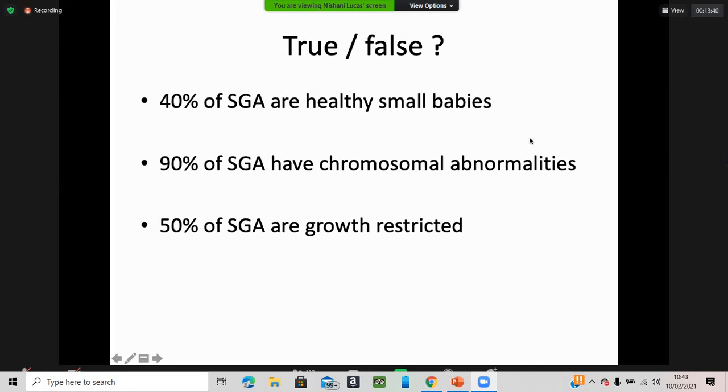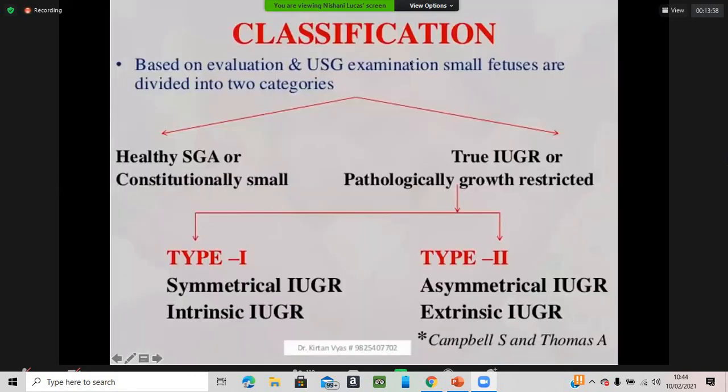Then again comes 50% of small for gestational age are growth restricted. What do you think about that? Any comments? Okay, so let's move on and see.